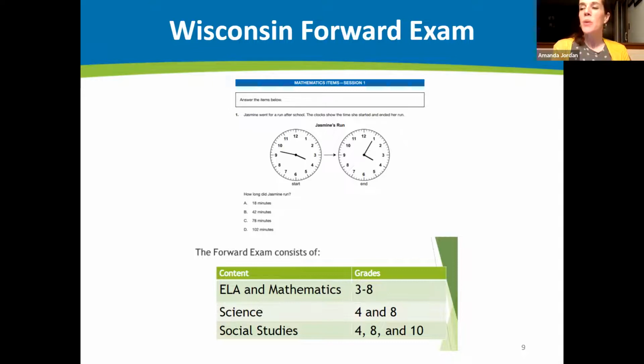The Wisconsin Forward exam has had various names over the years. When I was in school, it was the CBTS testing. It was the Badger exam at one point, but there has been a consistent assessment given to our primary grade levels for years and years and years back, all the way to the 1980s. And so now it is called the Wisconsin Forward.